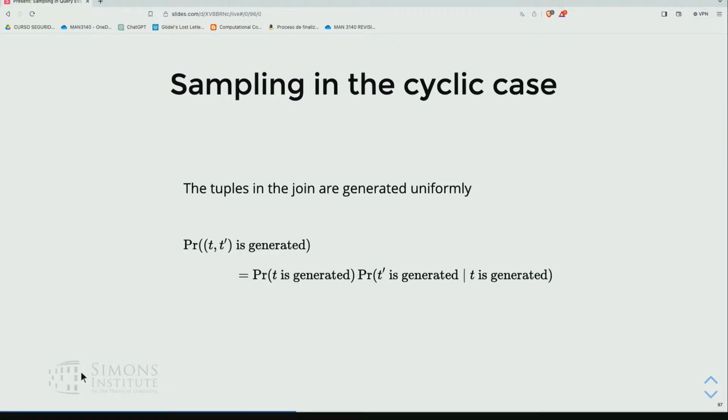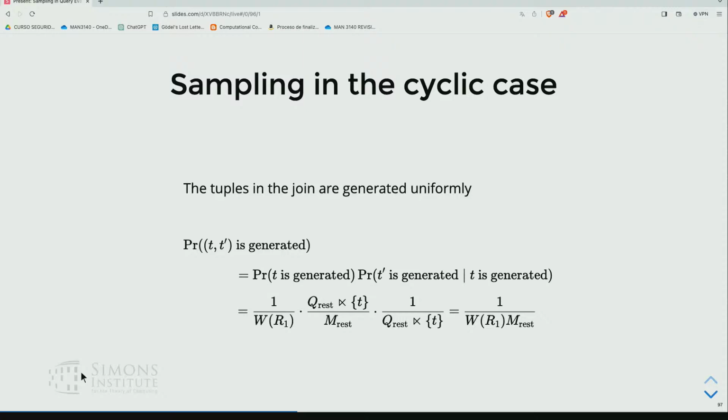And notice that the tuples are generated uniformly, not efficiently, uniformly, because the probability that t prime is generated is the probability that t is generated times, again, the probability that t prime is generated given that t is generated, and you are going to be in a situation similar to the previous one, right? The probability that t is generated is 1 divided by this quantity, what we had before, the algorithm for the acyclic case. Then you have to accept, and the probability, sorry, this is the size, right?